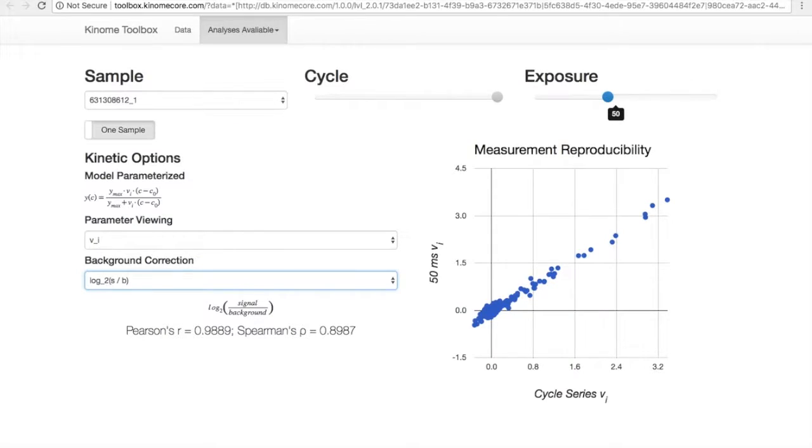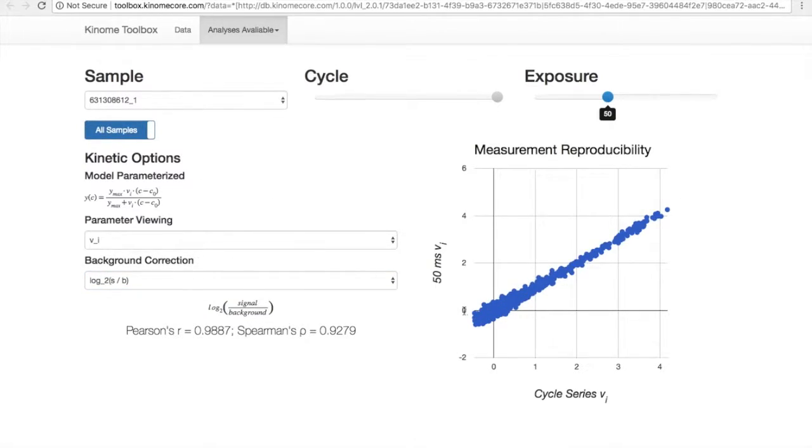So going back to our tool, we can see that for this sample, for an exposure time of 50 milliseconds, our measurement reproducibility was pretty good. When we use just the 50 millisecond initial velocity, this is our range of values we got for initial velocity. When we use the cycle series, or the summation of things, this is the range we got, and these are very well correlated for this background over signal correction here. We can load in all of the samples at once, and we can see that overall, this is rather good.